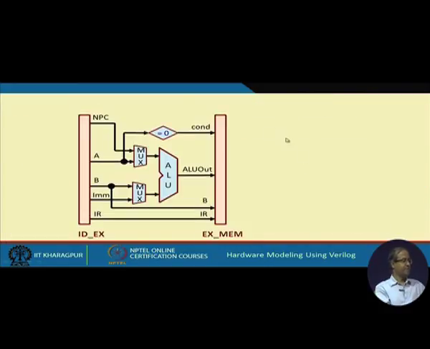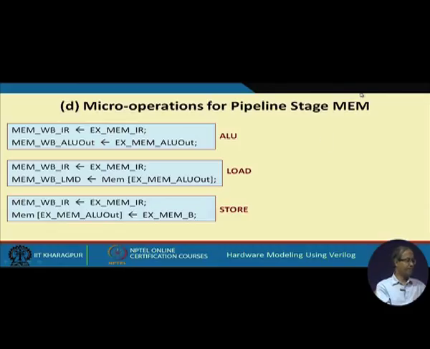Okay. So, the EX stage, the hardware will look as simple as this: ALU with some multiplexers, the inputs can either come from NPC or these are all part of this latch: NPC, A, B, IMM, IR. So, all these registers are here, and in the output here cond is there, ALU out is there, B is there, IR is there. Now, let us come to MEM.